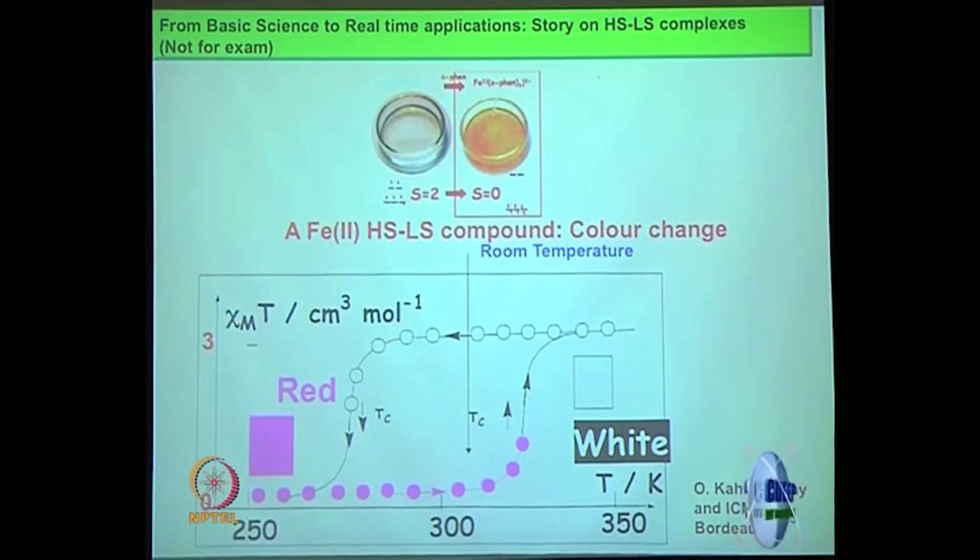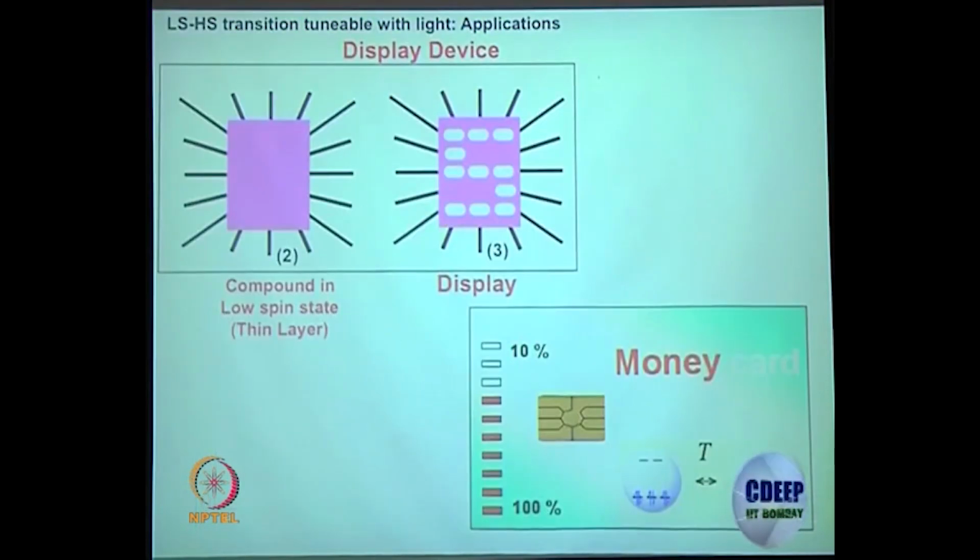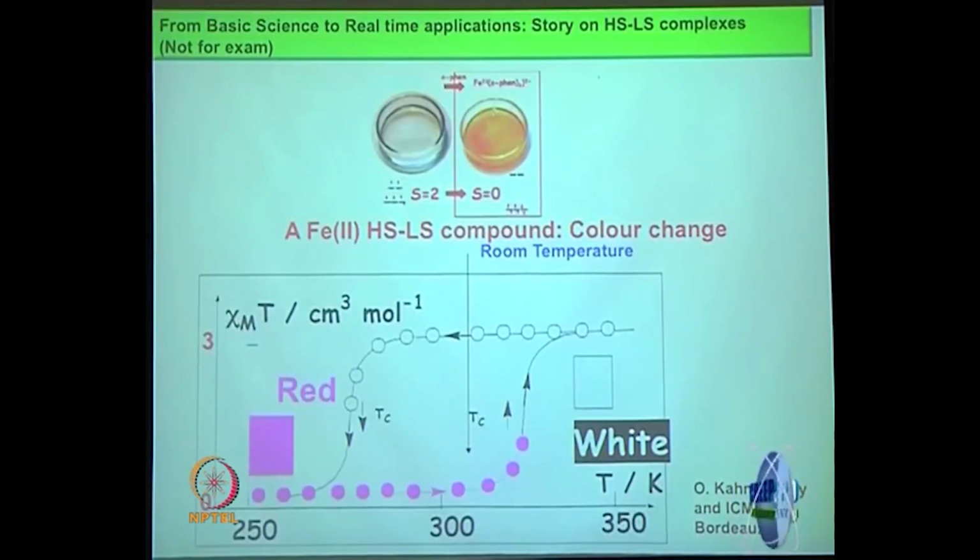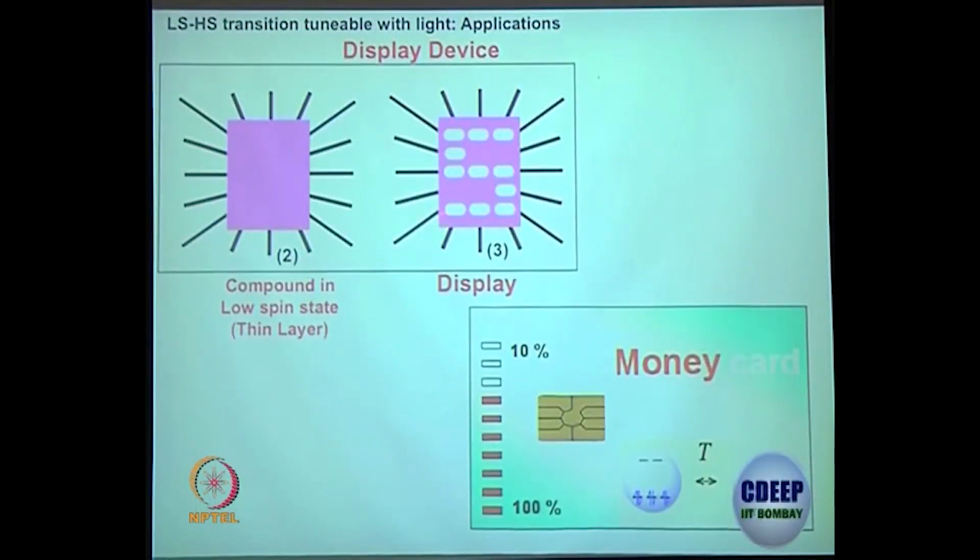So this is a very good behavior you can apply to something, let's say, what I said for a money card, your ATM card, or for other display devices, and a lot of other things you can do. For a display device, for example, you just shine the light, it is getting heated, and thereby the red color, or let's say purple color, is becoming white. Even if you cool down significantly, this white color may not go back to red very quickly.